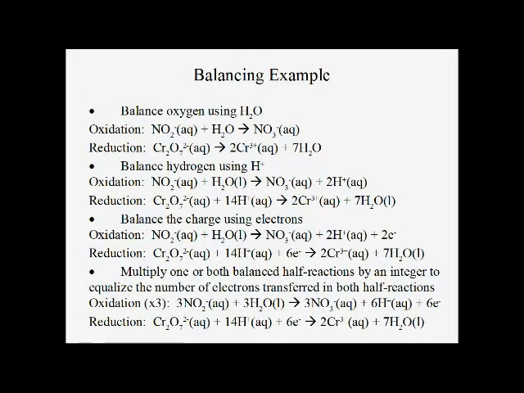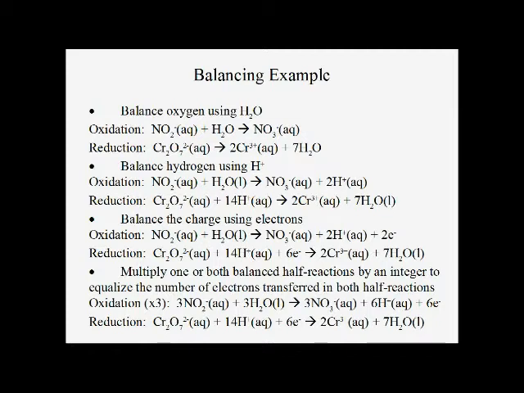Now we want to balance our oxygen using water. For the oxidation reaction, we had 3 oxygens as a product, but 2 on the reactant side. So we put a water on the reactant side to give us 3 oxygens. For our reduction reaction, we have 7 oxygens on the reactant side, none on the product side, so we add in 7 waters on the product side.